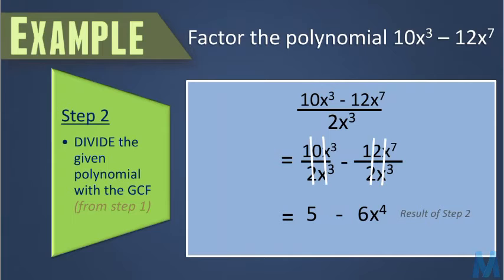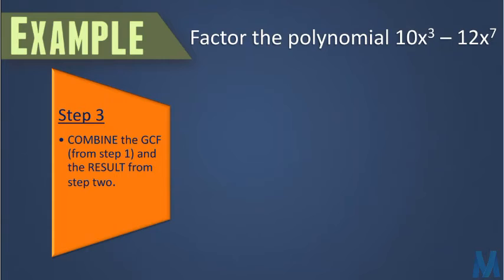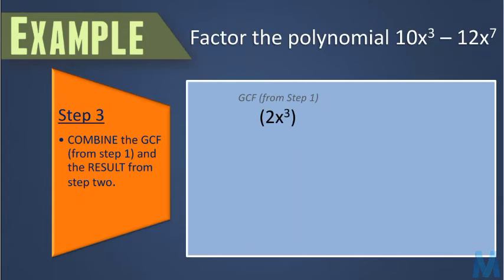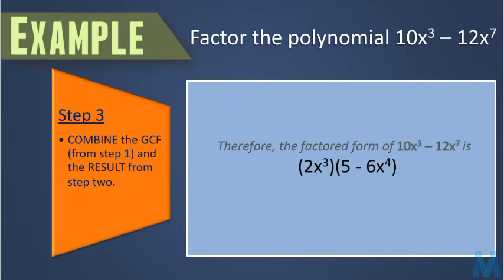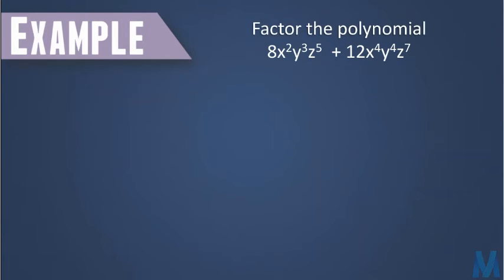Now, in step 3, if we're going to combine the GCF from step 1 and the result from step 2, amo ning guys. Okay? So therefore, the factored form of 10x cubed minus 12x to the 7th is 2x cubed times the quantity 5 minus 6x to the 4th. Okay? Next, we are going to factor the polynomial 8x squared y cubed z to the 5th plus 12x to the 4th y to the 4th z to the 7th.